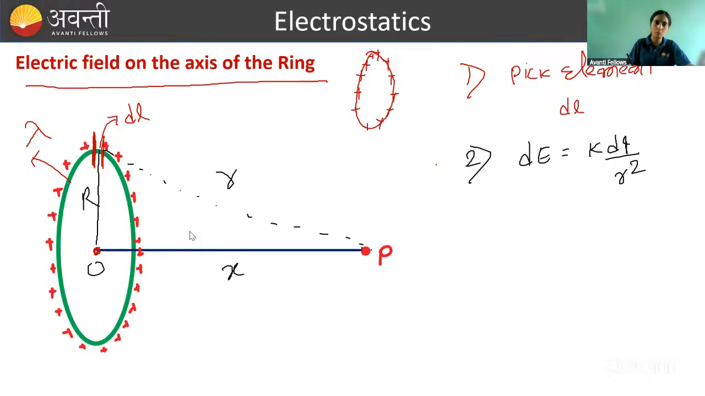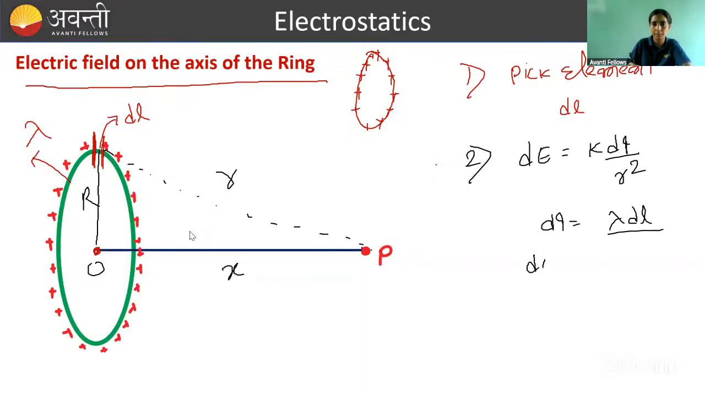When you do this, the root will get removed, okay? Now we need to calculate dq. What will dq be? Since linear charge density is lambda, charge per unit length is lambda. So in unit length there is lambda charge. In dl length, how much charge will be there? Lambda dl. Clear? So this is the charge.